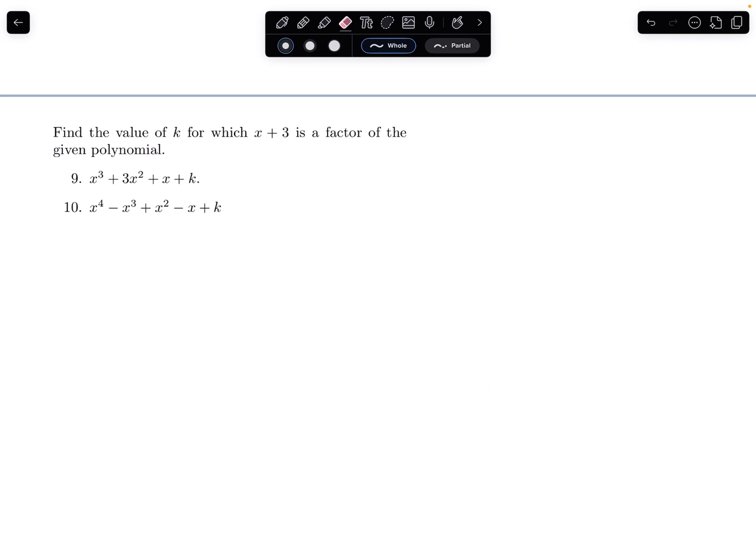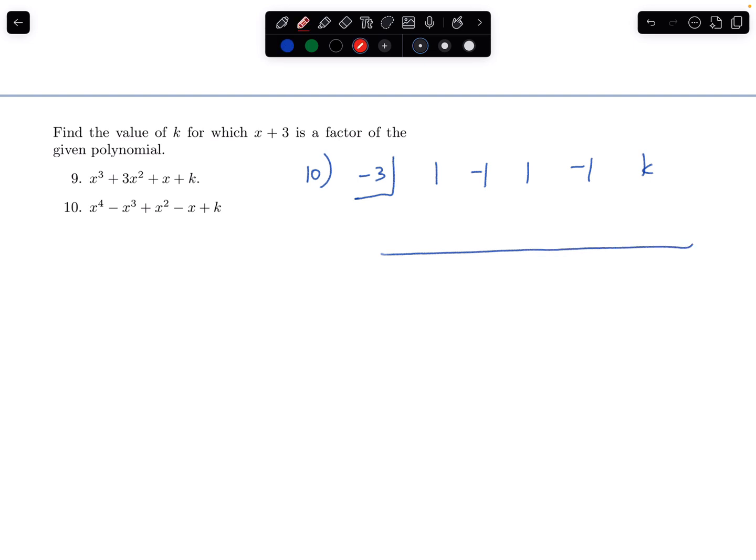Number 10. Same procedure. And let's use blue this time. So first of all, same factor. I'm still dealing with x plus 3. That means c is still negative 3. It goes in the box. Coefficients 1, negative 1, positive 1, negative 1, and then k. My line goes there. Bring the 1 down.